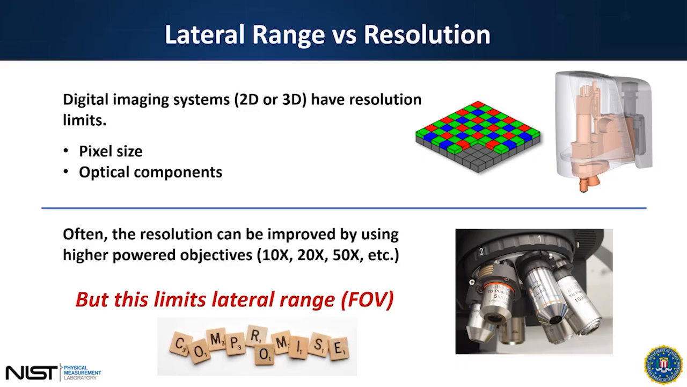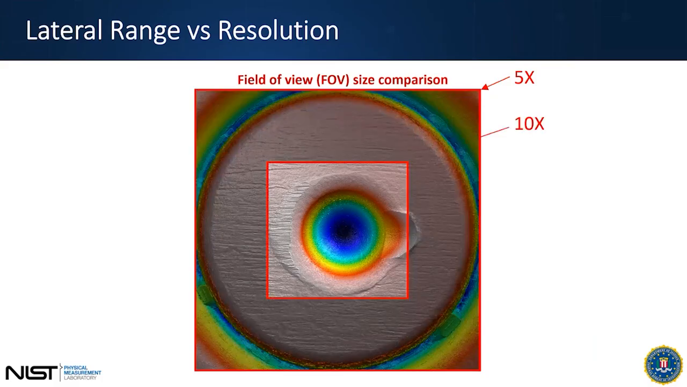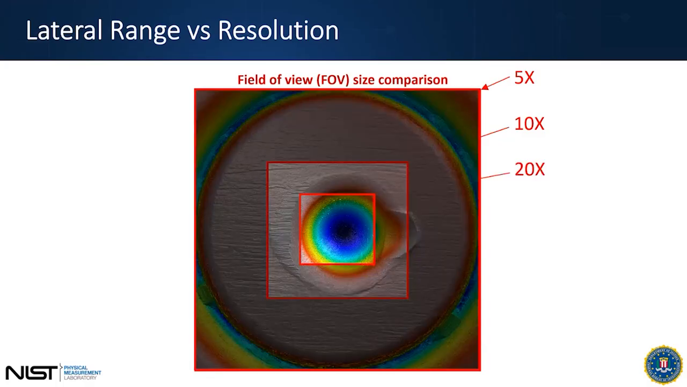So we have this balancing act of how much resolution we want versus how much of that field of view we want to capture. This is a good example. If we're going to look at a primer surface, at 5x, you could probably see the entire surface of the primer. At 10x, you may only be able to see the center of it. At 20x, you may only be down in the firing pin. So you have to pick and choose what you image with.